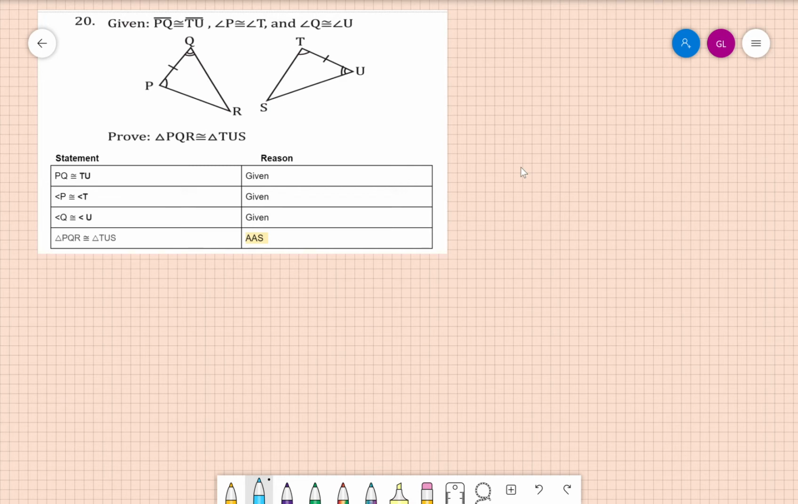This is number 20 off the triangle proof practice that several students got incorrect also. So I went ahead and screenshotted this. This is pretty much the primary answer I received for number 20, so I want to go over and talk about why this problem is not fully correct.